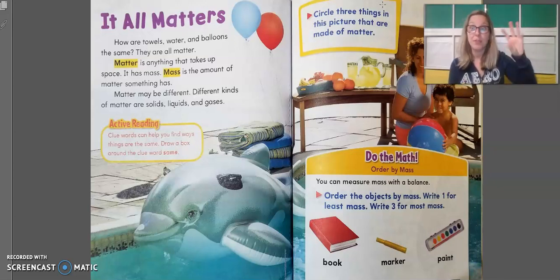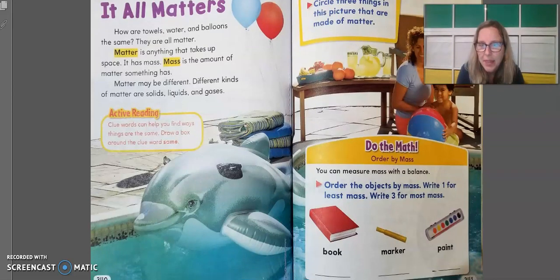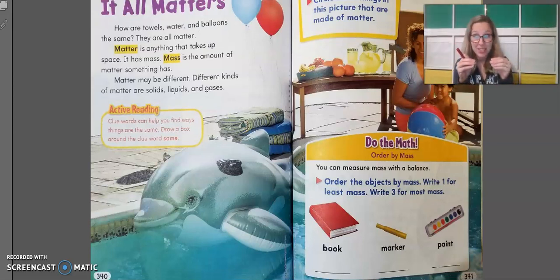And write 3 for the most mass, which means biggest, and that means 2 would be the one right in the middle. So looking down here, I am going to say that the marker is the smallest. It has the smallest mass or size. So we will put 1 for the marker.